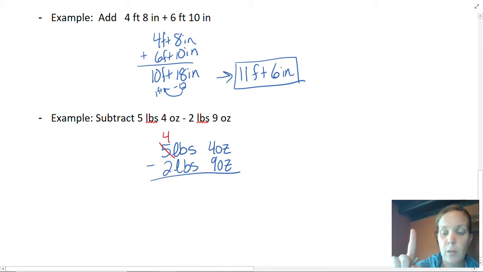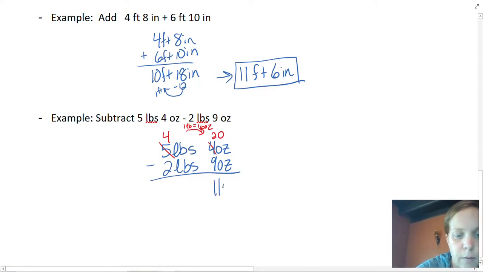And remember, 1 pound is 16 ounces. So that one I just borrowed, 1 pound is 16 ounces. I'm going to put that with the 4. Okay, so that 1 pound, 16 ounces, plus there was already 4 ounces there, so now I'm up to 20. So 20 minus 9 is 11 ounces. And then 4 minus 2, 2 pounds. So 2 pounds, 11 ounces.